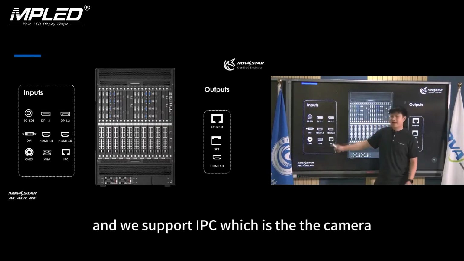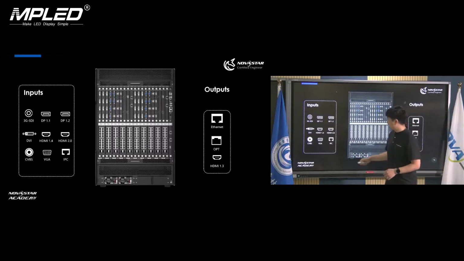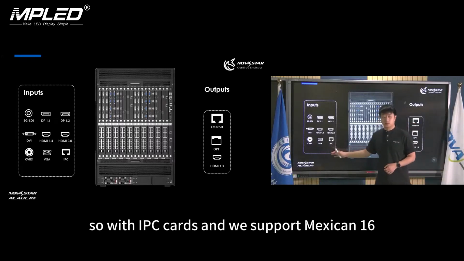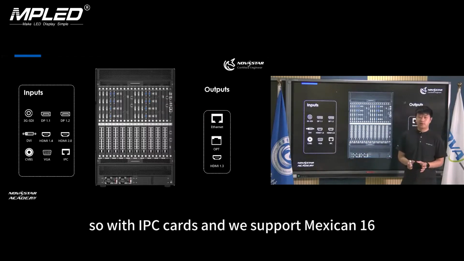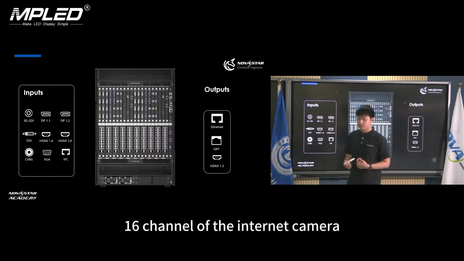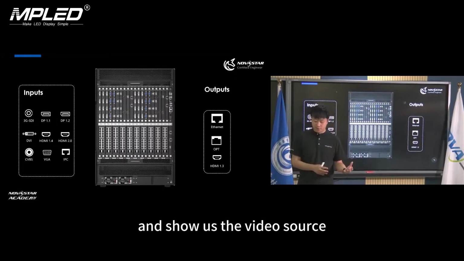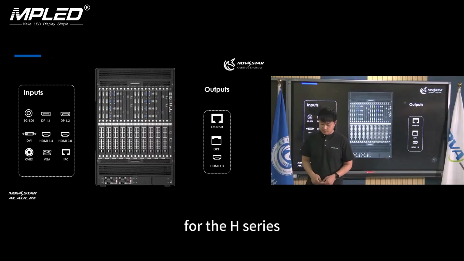And we support IPC, which is the camera, which is an internet camera system. So with the IPC cards, we support a maximum of 16 channels of internet cameras, and we can just manage all the cameras and show them as the video source for the H series.